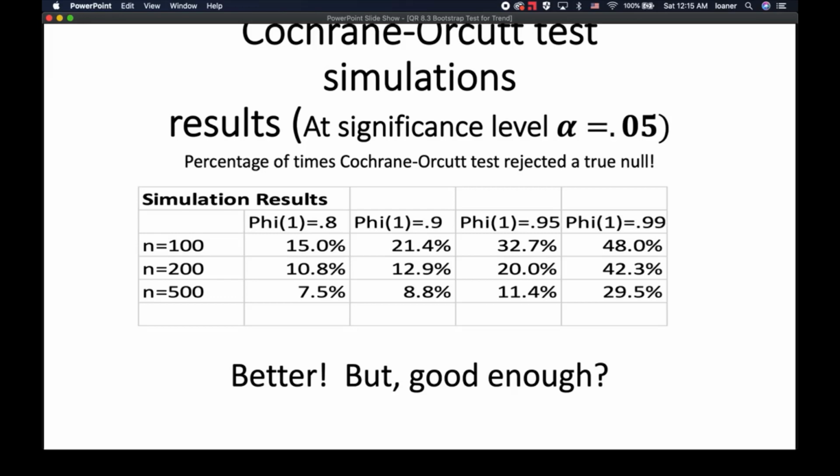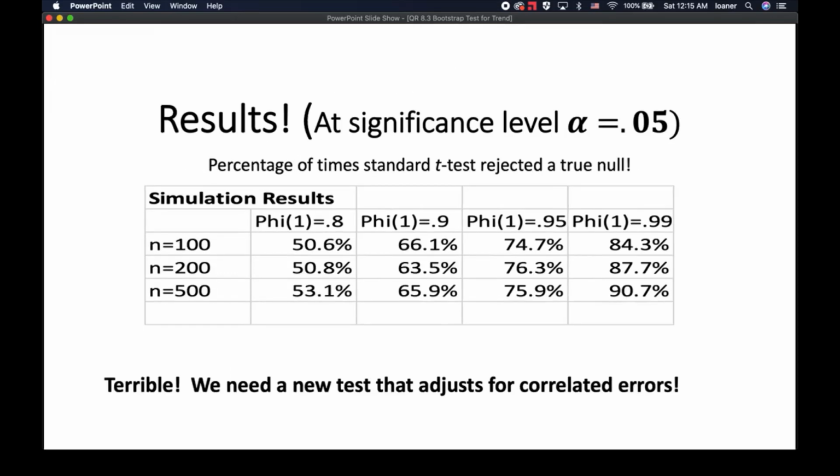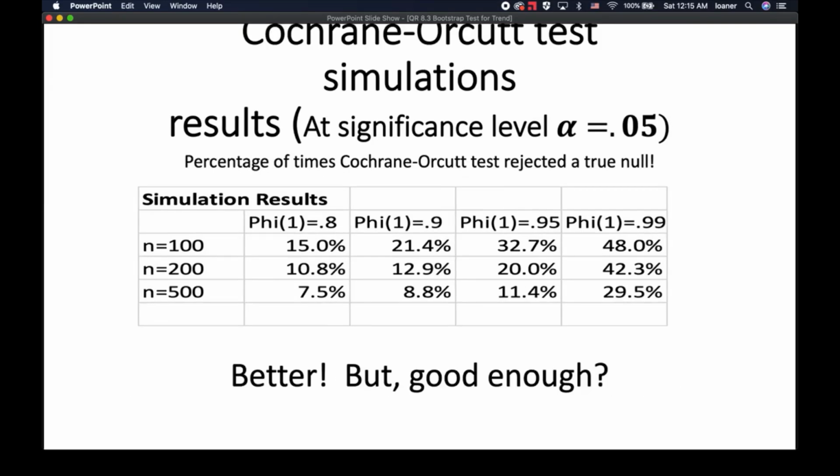What about phi1 of 0.9? Well, the numbers jump up some, 21, 12, and 8.8, but better than the slide before when it was in the 60s. So yes, Cochrane-Orcutt is an improvement. 21.4, 12.9, 8.8%, better, but not down to 5%. For phi1 of 0.95, 32, 20, 11, better than the slide before when it was in the 70s, but not nearly 5%.